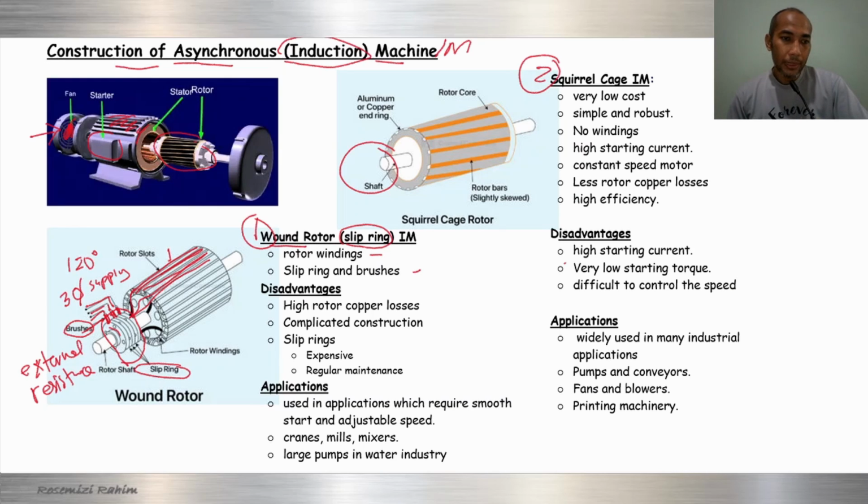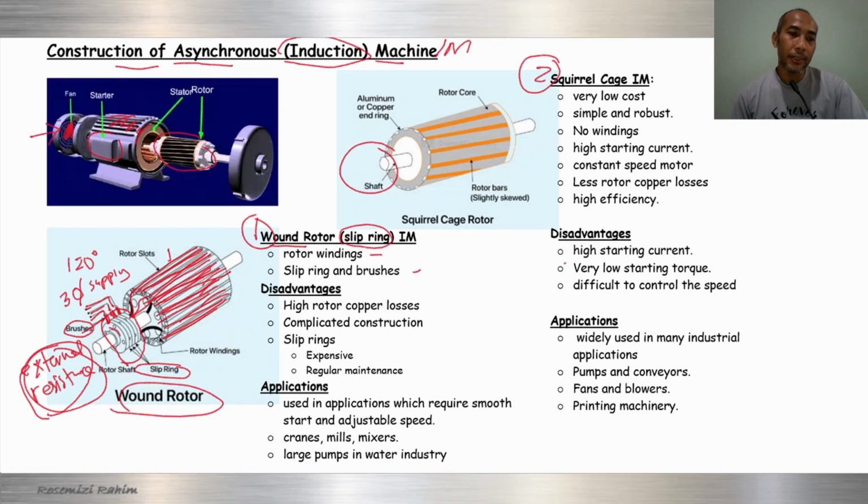Due to the external resistance, we can control the induced current at the rotor. By controlling the resistance, the current can be controlled. When the current is controlled, the magnetic field can be controlled, because the purpose of this current is to supply the induced magnetic field. Then at the same time we can also control the starting torque. This is the advantage of the wound rotor. By controlling the external resistance through the brushes and slip ring, we can control the starting torque.